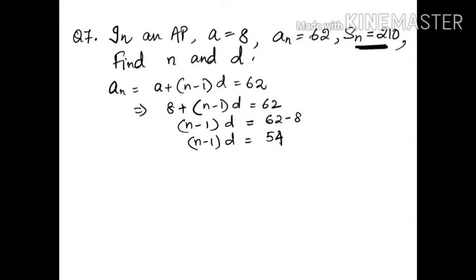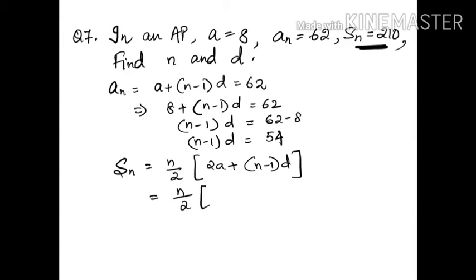Now let's use the other information, that is the sum of n terms. Write the formula. So n upon 2 times 2 into 8 plus n minus 1 d, which can be substituted from here, which is 54. And the sum of n terms is 210. So now we have an equation in n. So let's solve this equation.